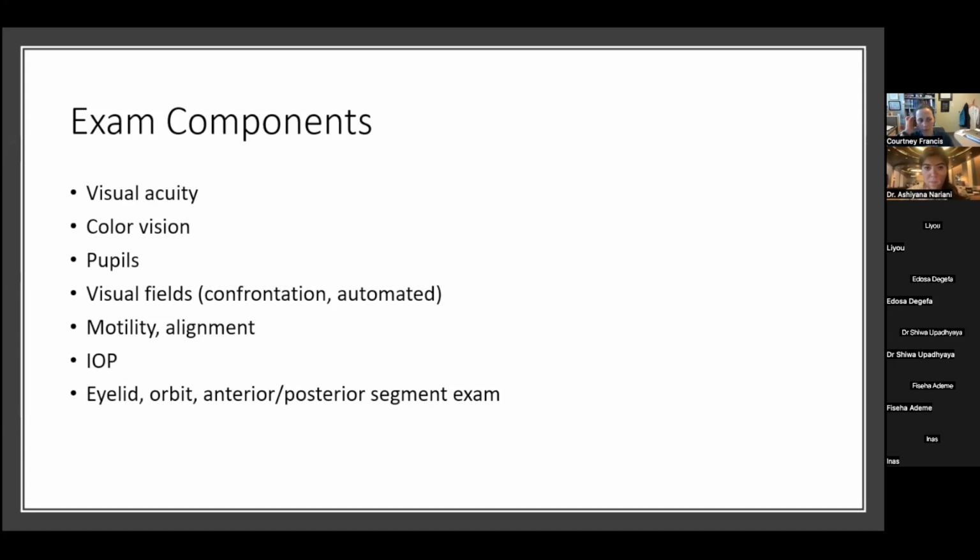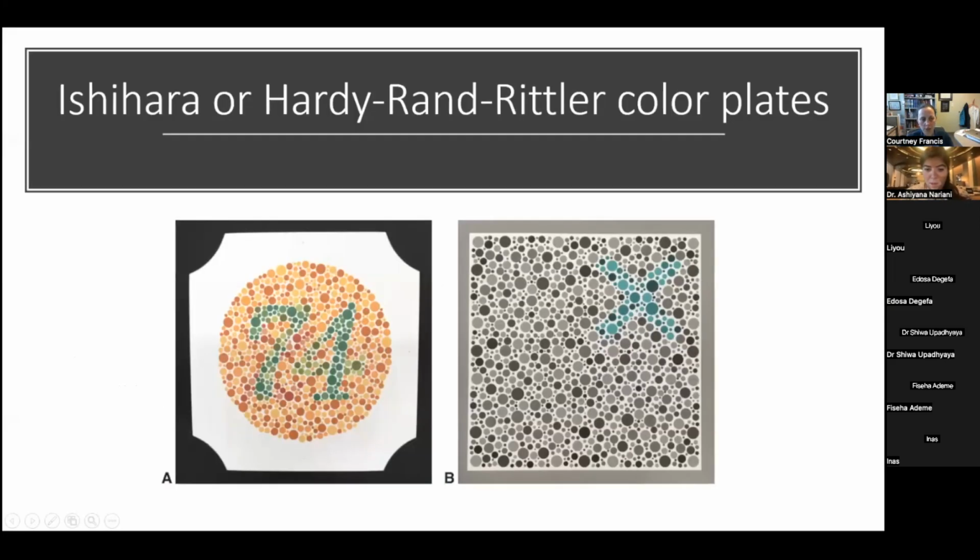for further evaluation. So for color vision, we either use the Ishihara or the HRR color plates. This is because optic nerve processes often preferentially decrease color vision as opposed to retinal processes. Especially with someone, say, like optic neuritis, they may have some decrease in acuity, but a marked decrease in their color vision. And this can help us differentiate between those optic nerve and macular causes.